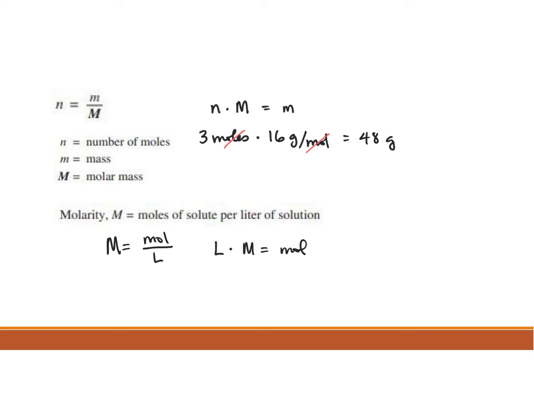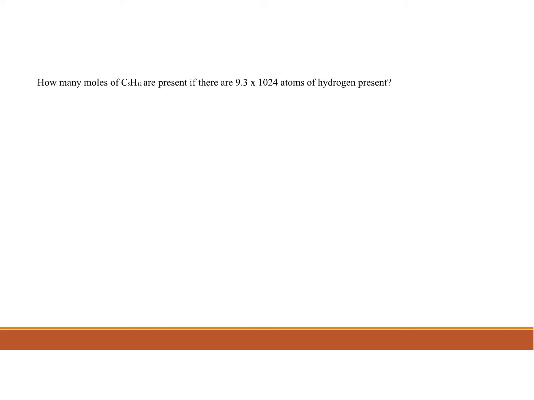Okay, so moving on, let's see if you can apply your knowledge and your understanding. How many moles of C5H12 are present if there are 9.3 times 10 to the 24th, and let's go ahead and correct that here, 10 to the 24th atoms of hydrogen present? Now, I do not want you using the T-bar at all. I'd rather that you be thinking about what all this means.